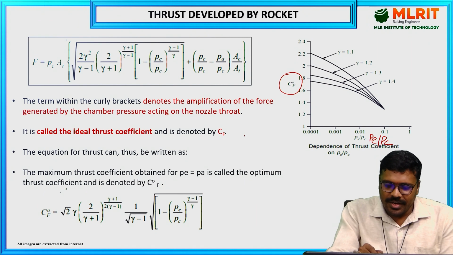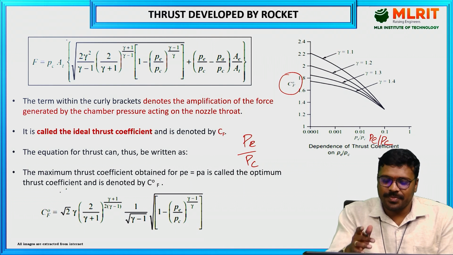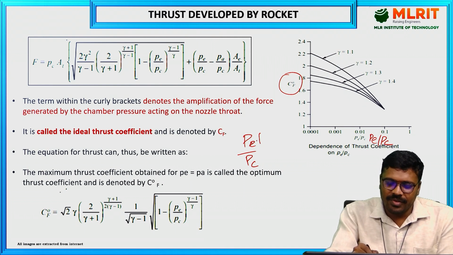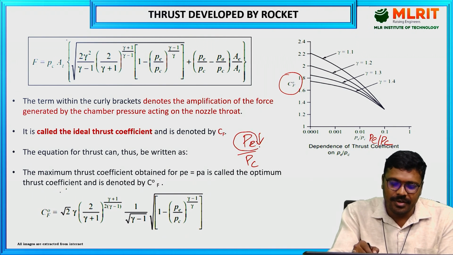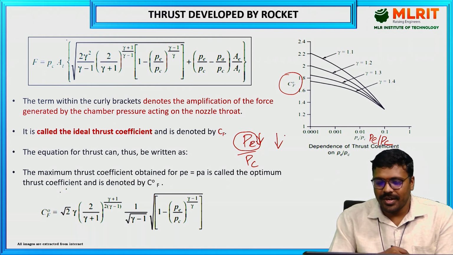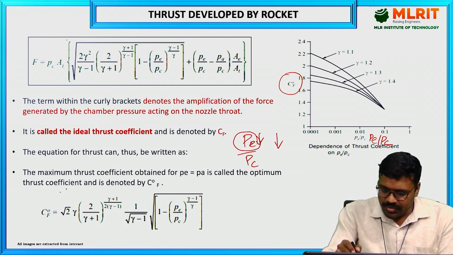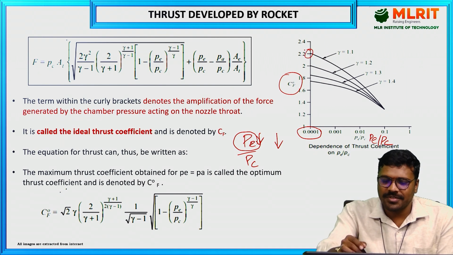Here, if you see PE by PC, if the gases are expanded more, then the PE value will decrease. If the gas expansion is good, then the PE value will be less. Then the PE by PC value also decreases, right? So the same thing you can observe. Here the PE by PC value is less, so you are getting the maximum thrust coefficient.